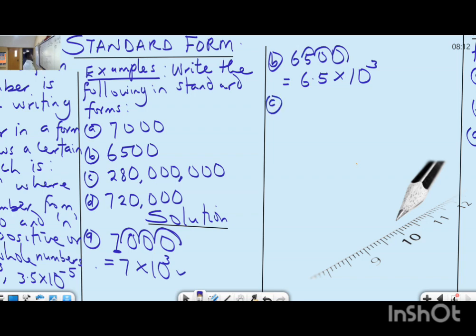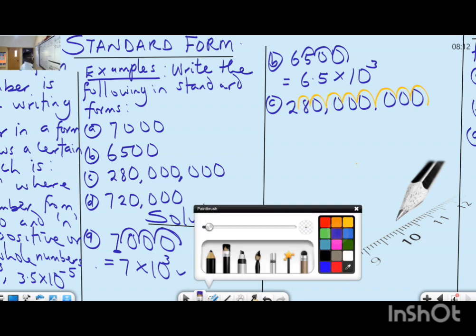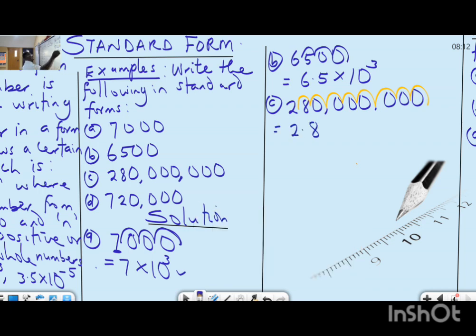So the C, we have 280 million. Let's move from the back as usual. We move 1, 2, 3, 4, 5, 6, 7, 8. We stop before we get to the first digit. So this will now be 2.8. We ignore all the zeros; we take only the significant figures. 2.8 times 10 raised to the power of 8, since we moved 8 times.